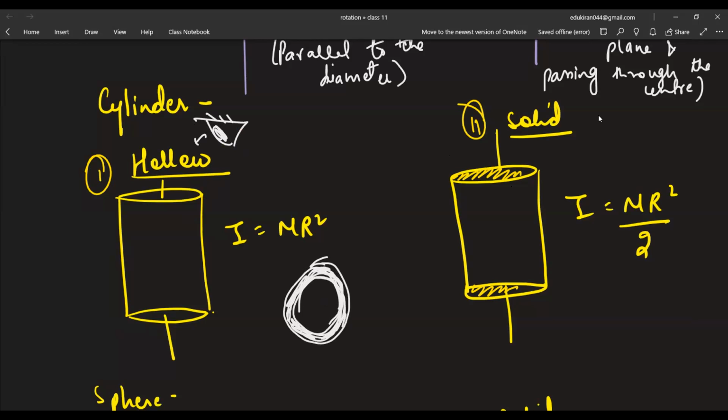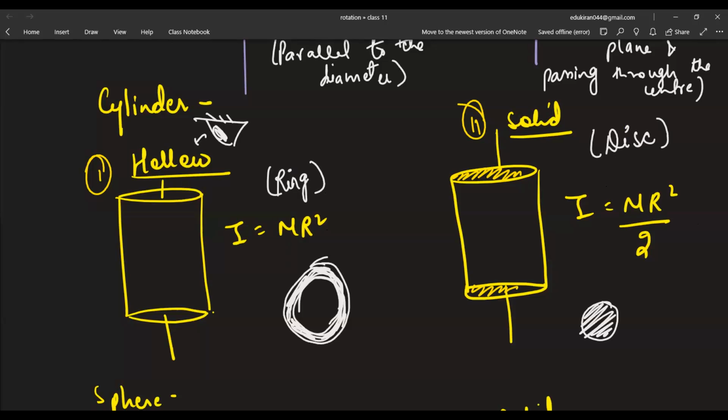And a solid cylinder, if you see it from the top view, will act like a disc completely. That's why the moment of inertia for a hollow cylinder is mr square, similar to that of a ring. And for a sphere it is similar to the perpendicular case. So this is also how you can remember. This is the case of a ring and this is the case of a disc.